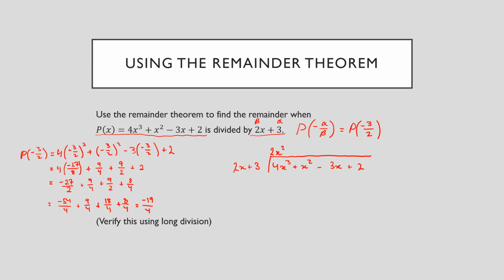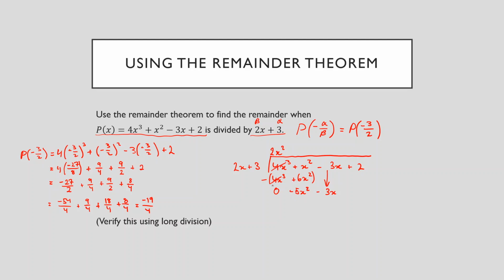Next, multiply 2x squared by 2x plus 3. You should get 4x cubed back, and 2x squared times 3 is 6x squared. Subtract. 4x cubed minus 4x cubed is 0, just like always. And x squared minus 6x squared is negative 5x squared. Bring the next term down, minus 3x.